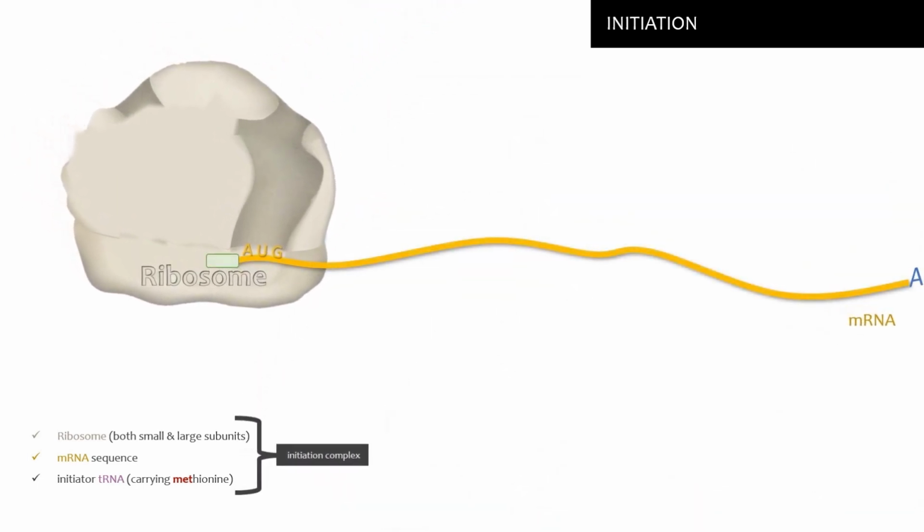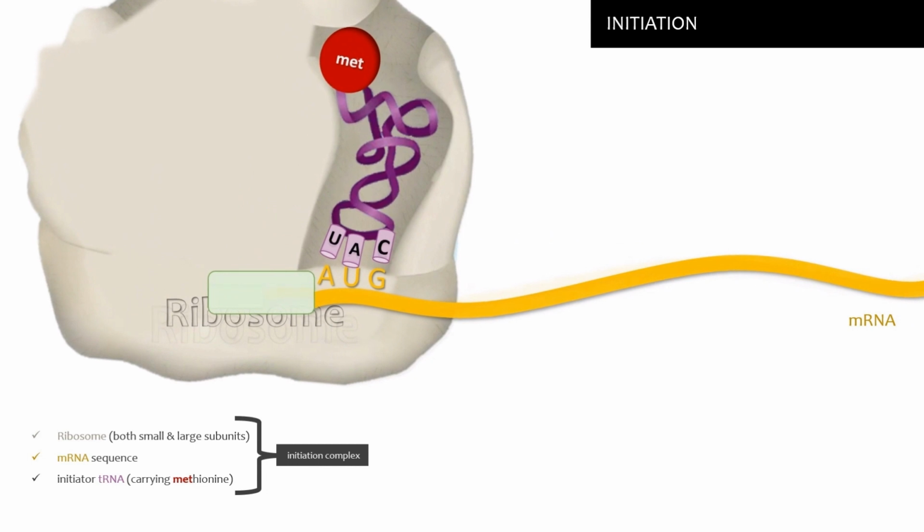So to break this down, first the tRNA carrying methionine attaches to the small ribosomal subunit. This tRNA also has an anticodon, UAC, associated with it, which just so happens to be complementary to AUG, right?